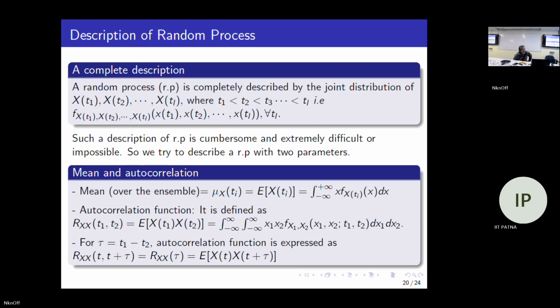Okay. So for tau equal to T1 minus T2, the autocorrelation function is expressed as Rxx(t, t), because T1 and T2 are both times. So we can go from T1 to T1 plus tau. Then Rxx(t, t plus tau) is simple; it will be equal to Rxx(tau). This we can write as Rxx(tau). That means E of x(t) into x(t plus tau).